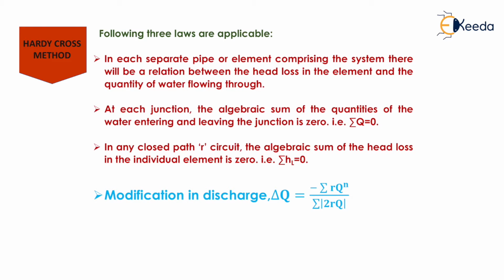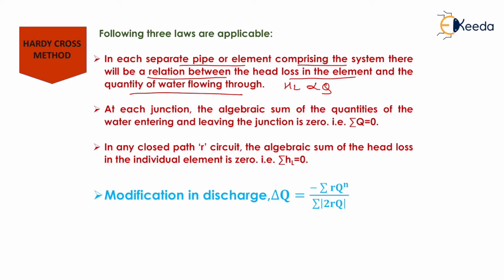First law will be, in each separate pipe or element comprising the system, there will be a relation between the head loss in the element and the quantity of water flowing through that pipe. Okay, so there will be a relation between the head loss, that is HL, and the quantity of water flowing through that pipe, that is Q.